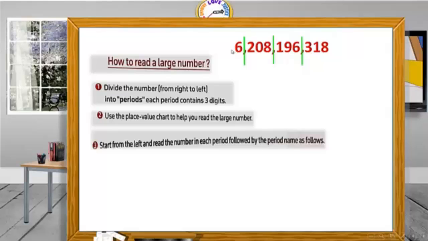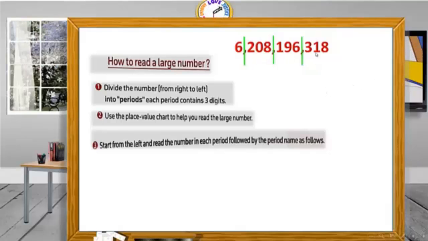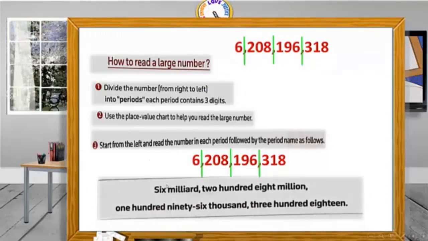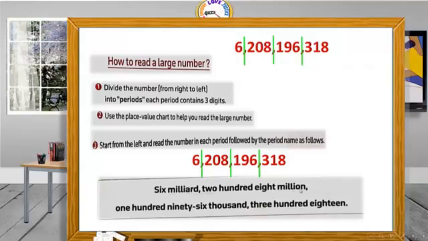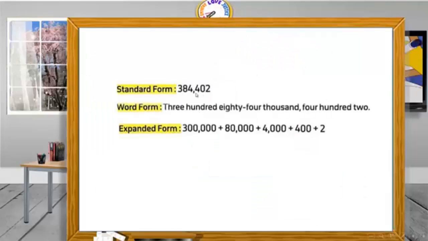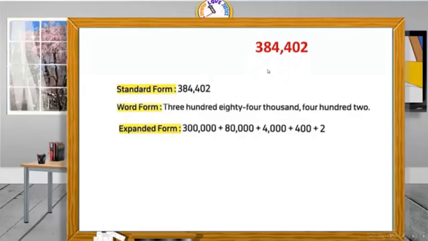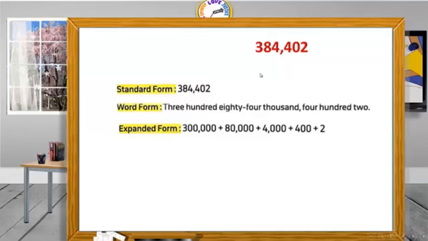Again, 6 billion or 6 milliard, 208,196,318. And we can write this number in word form like this: 60 million, 208,196,318. Okay, and don't forget, my boys and girls, you can write any number in 3 forms. We have 3 forms to write numbers or numerals.